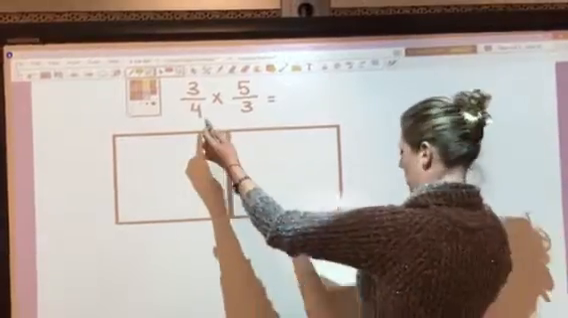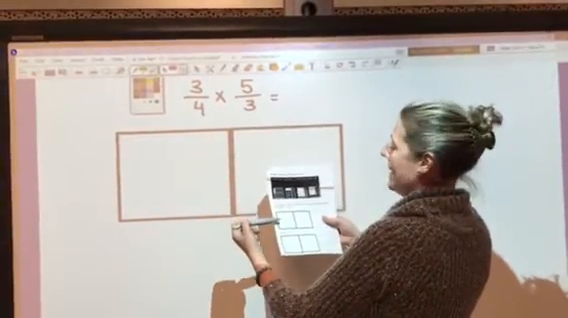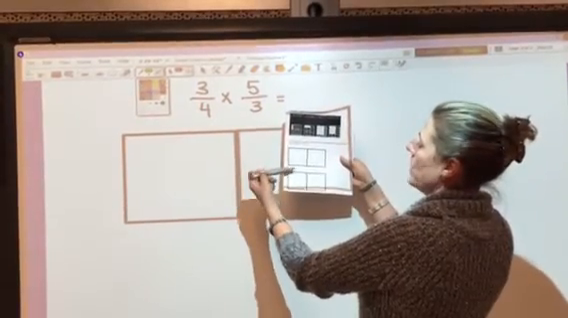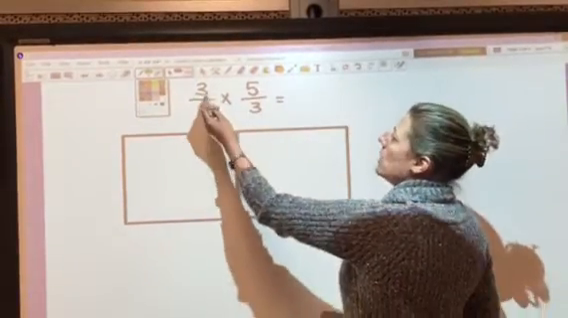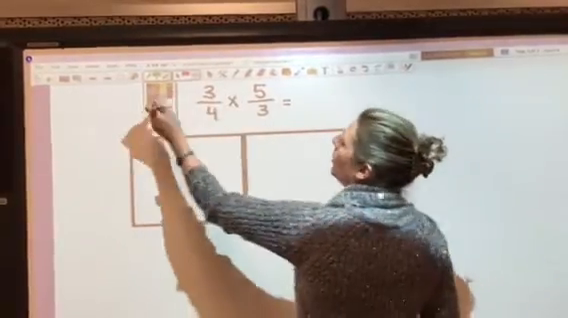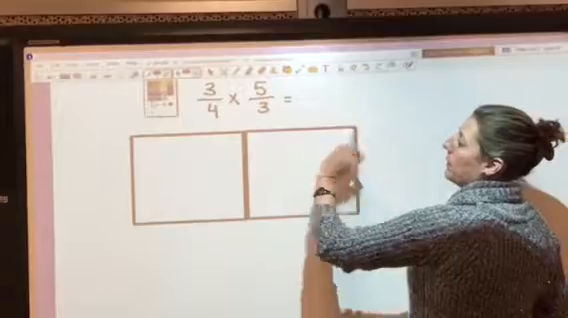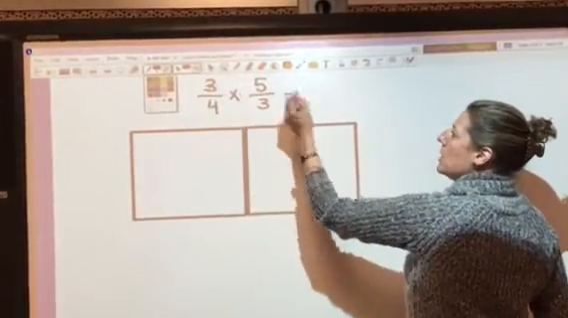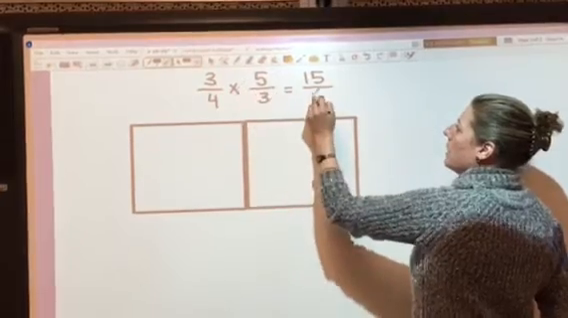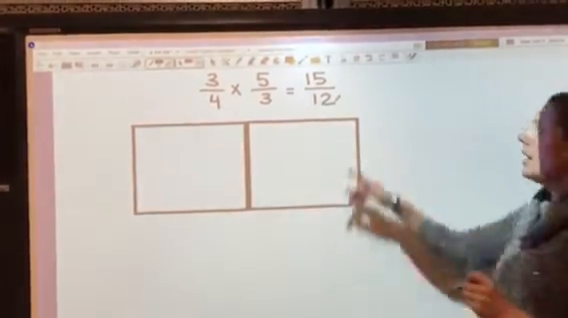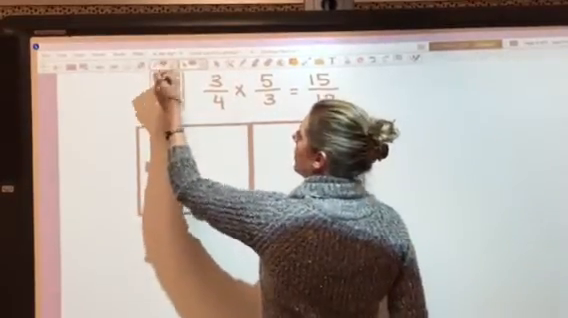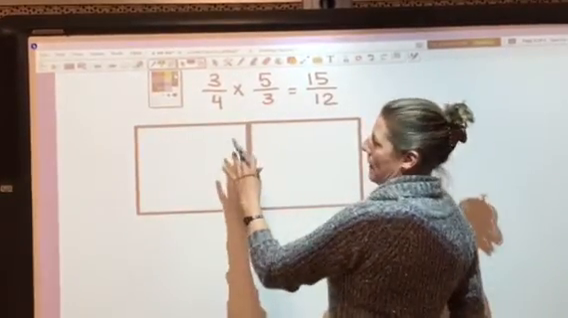So if you could turn to the problem for Monday night's homework, it's the one on the bottom here, 3/4 times 5/3. In the standard algorithm, or the older way of doing it, as parents probably remember, it's just the numerator times the numerator equals the numerator, and the denominator times the denominator equals the denominator. So our answer is going to be 15/12. What the students need to be able to do is explain what is happening.